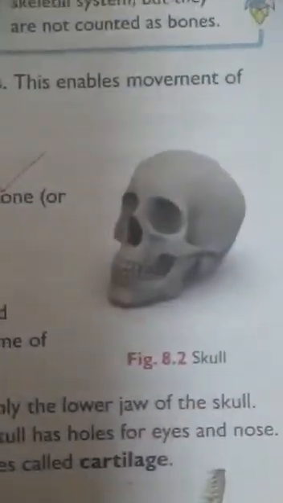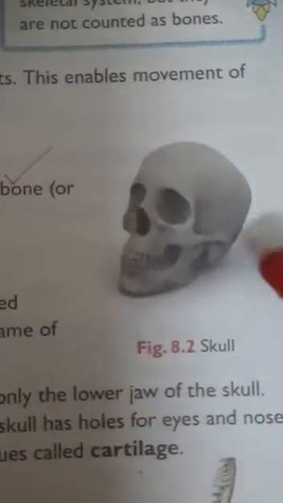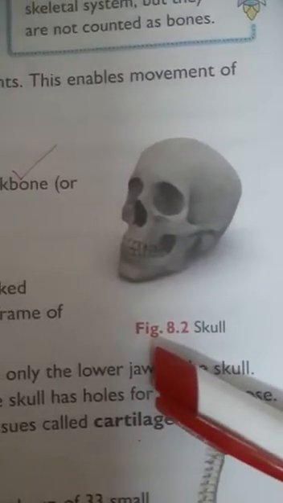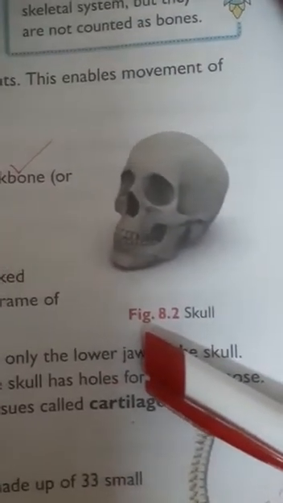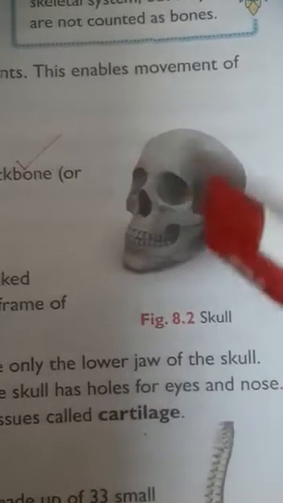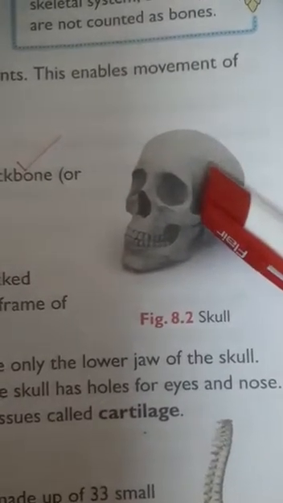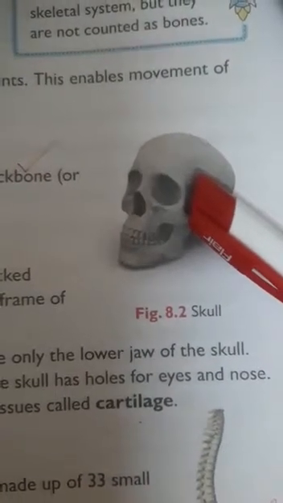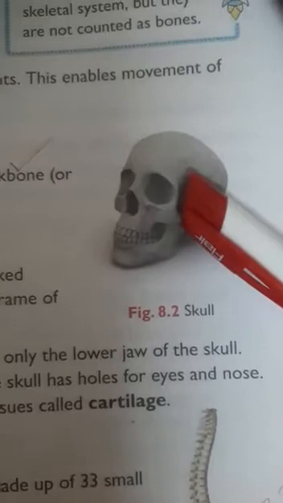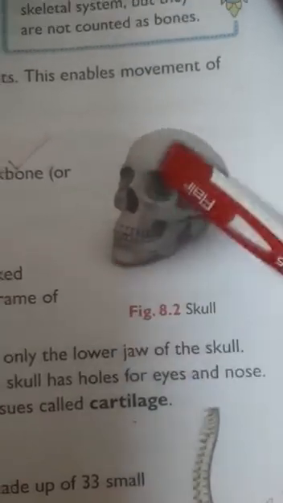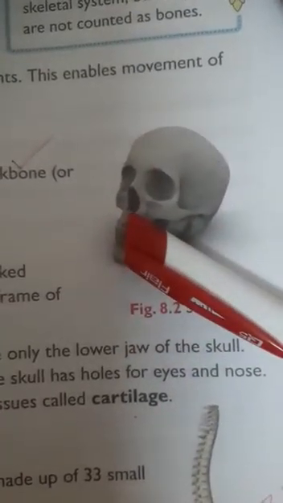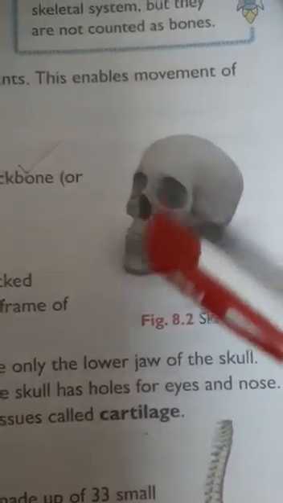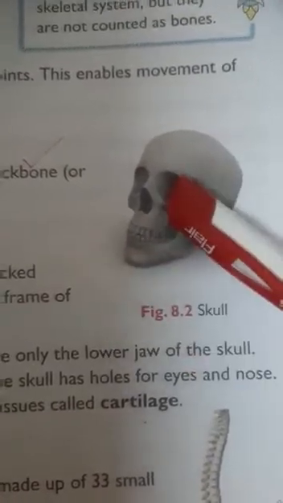This is the skull. Our skull is made up of 22 bones. 8 flat bones are interlocked together to form the head, and 14 bones form the frame of the face. Children, a total of 22 bones are there in the skull.